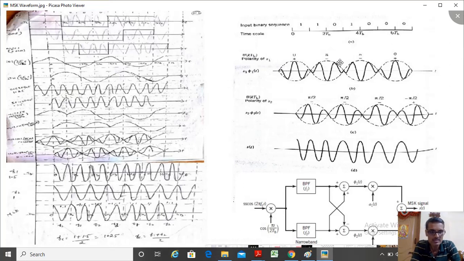Now, I'll go back to this representation over here. This is S1 and phi 1 of t, the output of this product modulator. This is S2 and phi 2 of t, the output of this product modulator. That means this signal and this signal, I can say, right? It may not be exactly matching, but this and this is what I'll get in the output. When I add these two together, I'll get this signal, which is equivalent to this. So this is the waveform representation of the MSK.